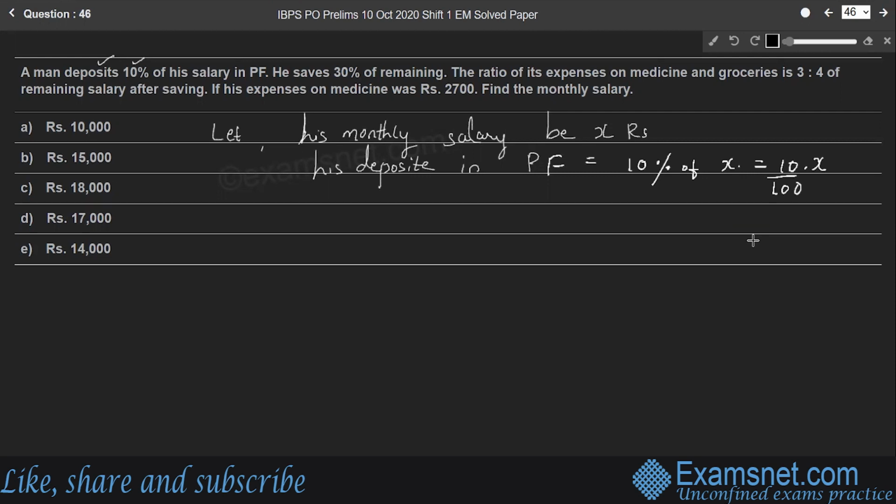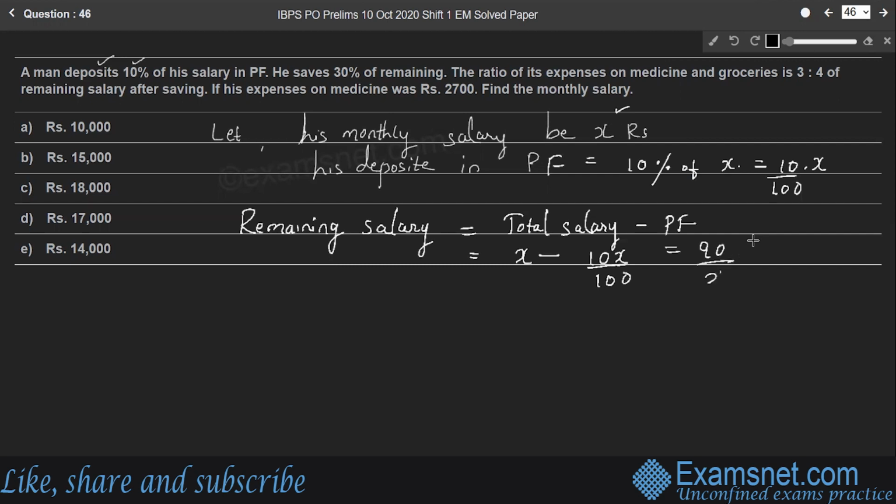So what is the remaining salary then? The remaining salary is equal to his total salary, nothing but monthly salary minus PF, right? So total salary is X minus PF, which is 10x by 100. So you will get 90x by 100 as the remaining salary. In this remaining salary, he saves 30%, right?